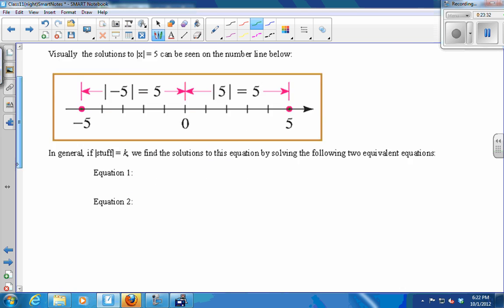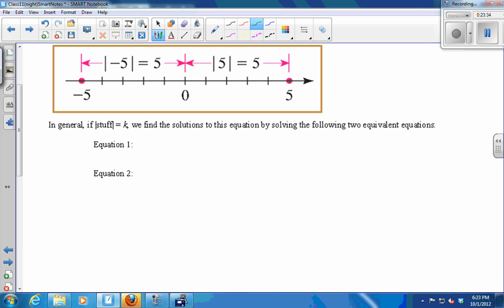And in general, if you have the absolute value of some stuff equals a number, you have to write two equations down. Either your stuff is just equal to that number, or your stuff is equal to the opposite of that number.